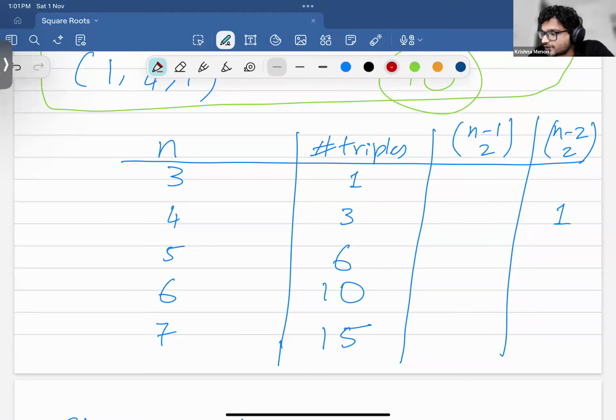So let's write down n minus 1 choose 2. So what is 3 minus 1 choose 2, which is 2 choose 2. So that is 1. And 4 minus 1 choose 2 is what? 3 choose 2. How many ways can I choose 2 things from 3 things? 3. Yes, 3. Now, how many ways can I choose for 5 minus 1? So 4 choose 2. How many ways can I choose 2 things from 4 things? 6 ways.